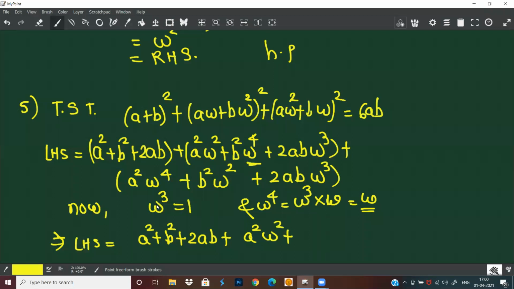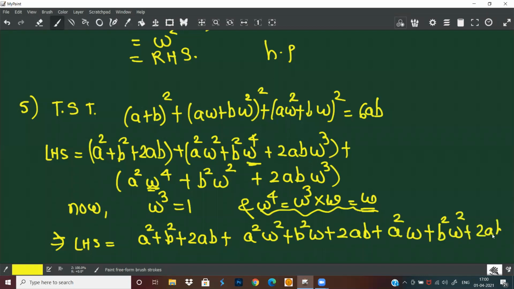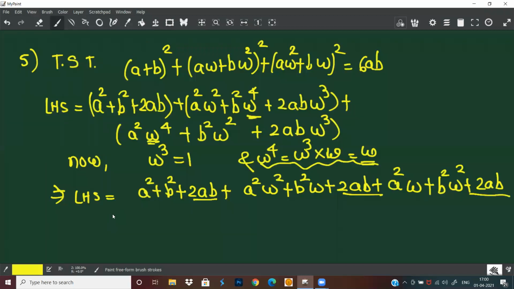Omega raised to 4 जहां जहां है you can put it as omega. I have written here. ये देखो. Done ना? Very good तो है. And omega cube की जगह 1. A square omega plus B square omega square plus 2AB. तो 2AB, 2AB, 2AB. उसको पकड़ो पहले because you need 6AB. A square वाले सब साथ में. ये देखो ये भी था.